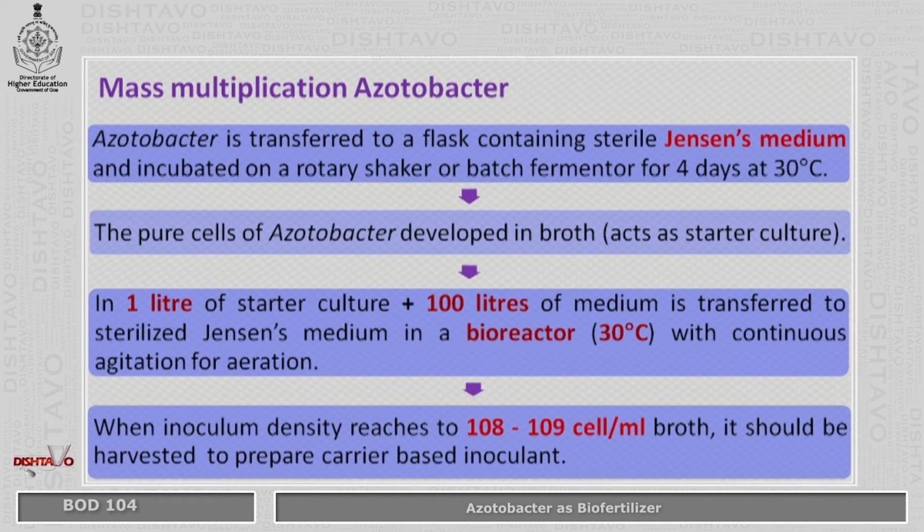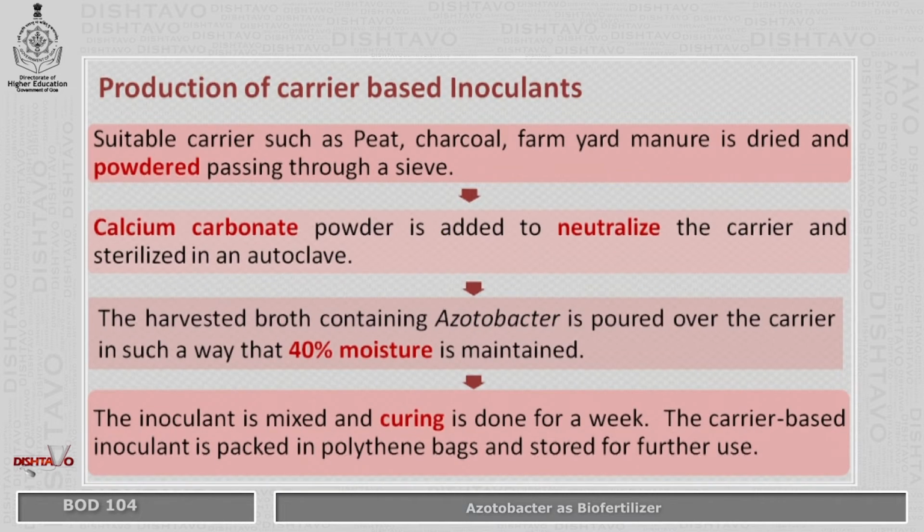The pure cells of Azotobacter developed in broth can act as a starter culture. 1 liter of starter culture is transferred to about 100 liters of sterilized Jensen's medium in a bioreactor at 30 degrees Celsius with continuous agitation for aeration. When inoculum density reaches 10^8 to 10^9 cells per ml of broth, it should be harvested to prepare carrier-based inoculant. Once the mass culturing of Azotobacter is obtained, one can proceed for production of carrier-based inoculants.